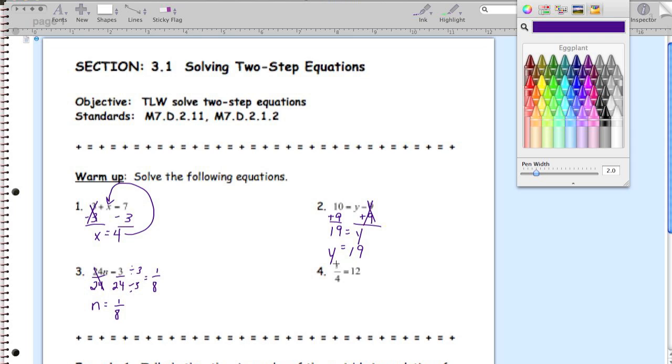And then over here we have t divided by 4 equals 12. Well, these are being divided. The inverse operation of divide is to multiply. So I do that on both sides. My 4's cancel, t equals 48.